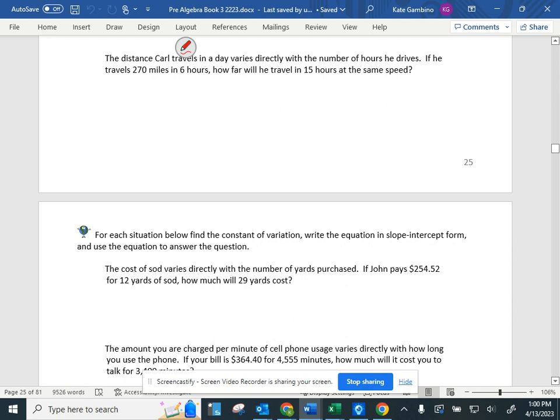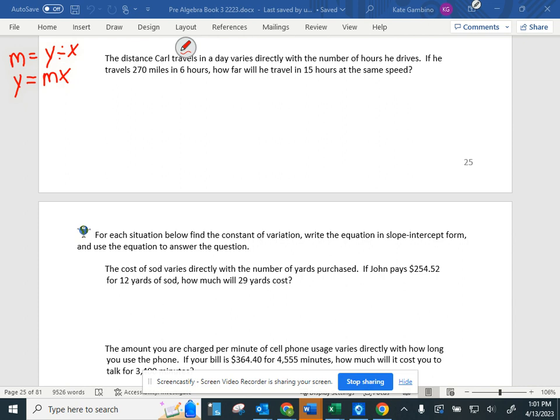Keeping in mind what we know, that the slope, the m, equals y divided by x, and our slope-intercept form is y equals mx. What's the first thing I'm going to want to do when I read my problem? The distance Carl travels in a day varies directly with the number of hours he drives. If he travels 270 miles in 6 hours, how far will he travel in 15 hours at the same speed? Woo! Gets overwhelming until I break it down step by step.